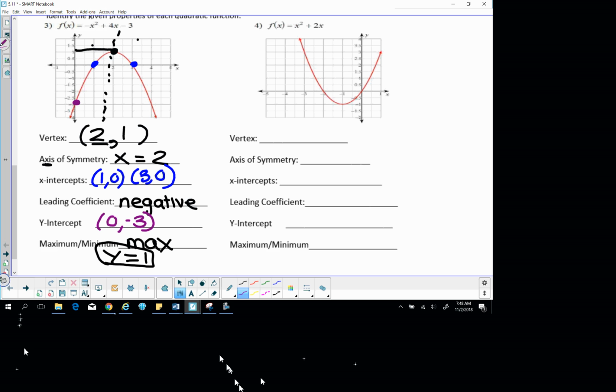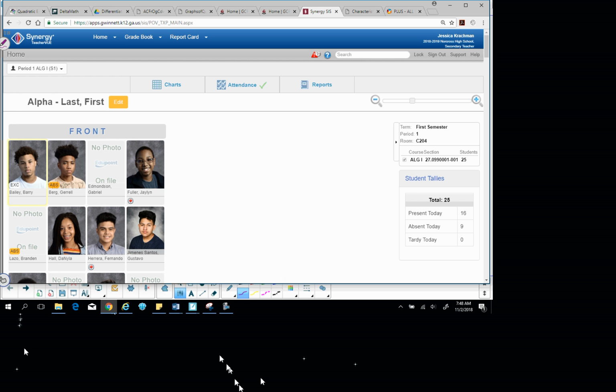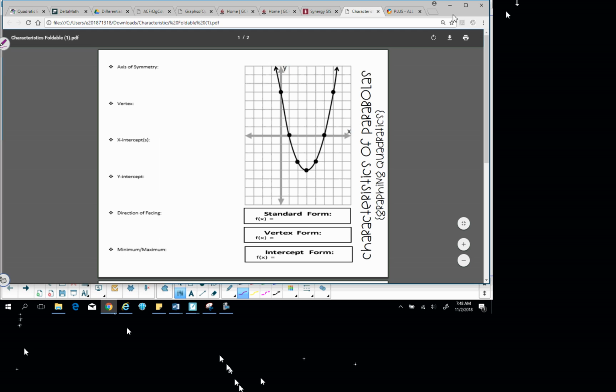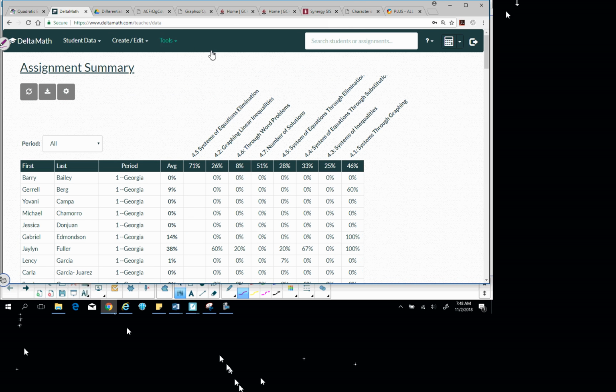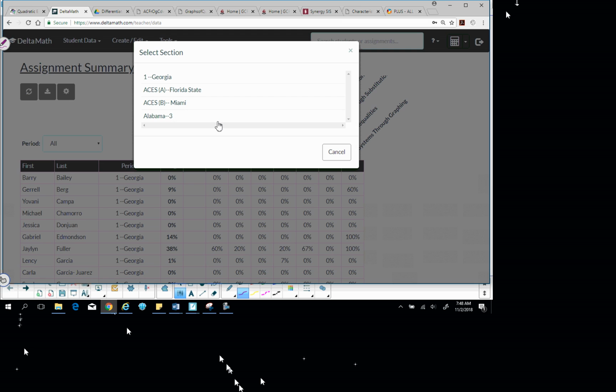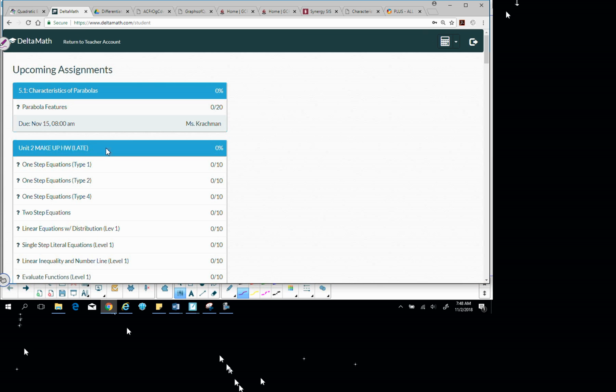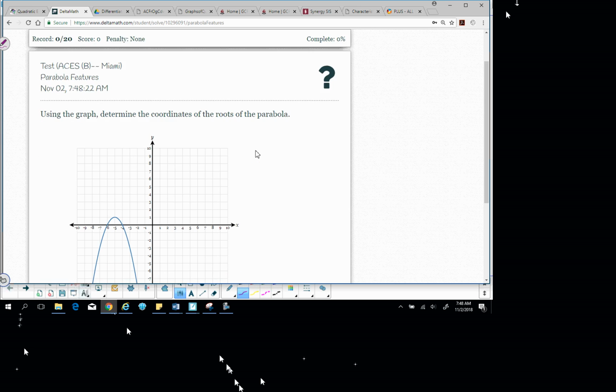And that's all we're doing today. And so your Delta Math is all it is. It looks like this. Let's see if I can find it. Oh, there's all your pictures. Beautiful student pictures from this year. So we go to parabola features. So it looks like this.